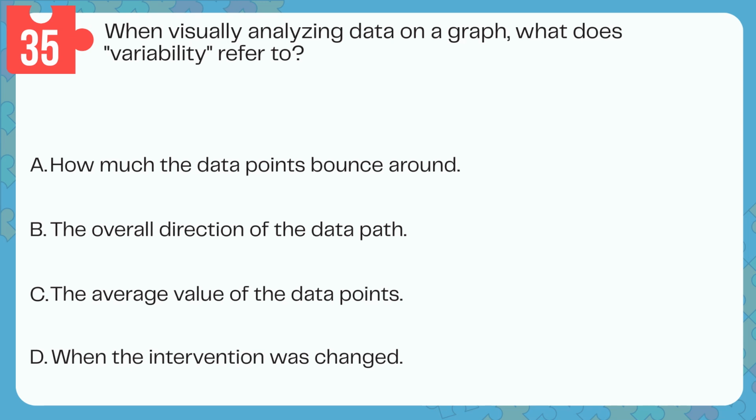Question 35. When visually analyzing data on a graph, what does variability refer to? A. How much the data points bounce around. B. The overall direction of the data path. C. The average value of the data points. D. When the intervention was changed.